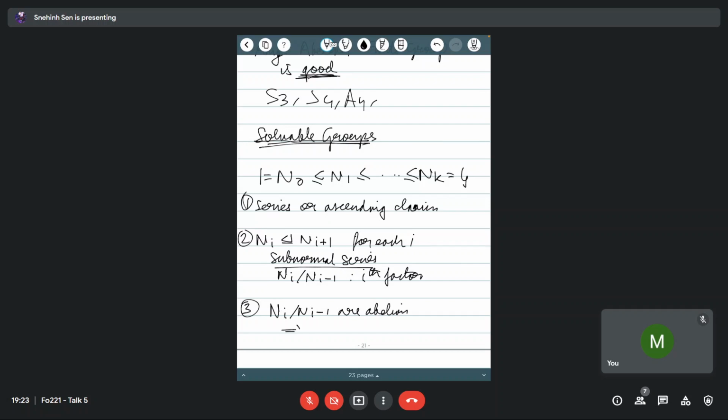In that case, we call G solvable. But we just gave another definition of solvable, that these factors are not just abelian, they're cyclic. So are these the same? Let's think about it once. I'll come back to it.